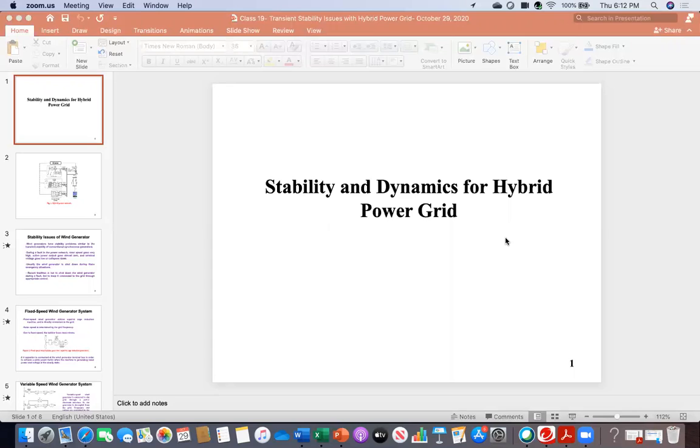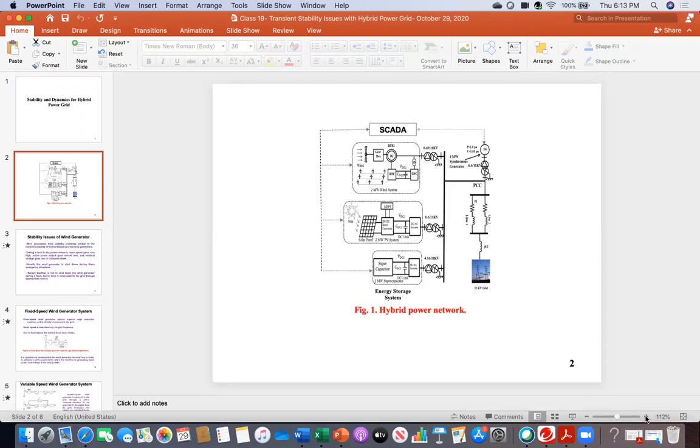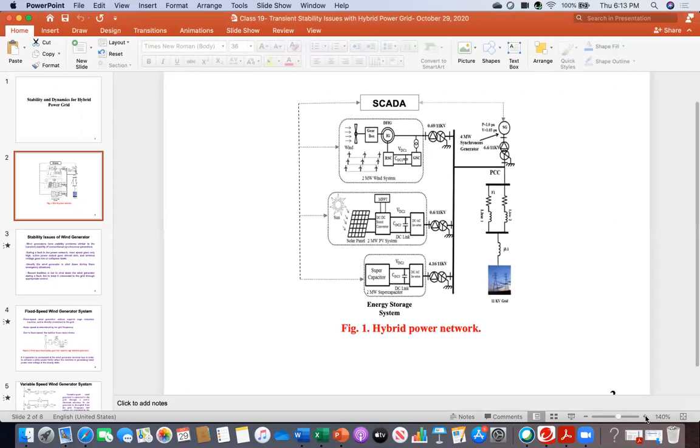So hybrid power grid or hybrid power sources means there should be the conventional synchronous machine plus the renewable sources like wind energy, photovoltaic system, other forms of energy storage systems, etc. So that is called the hybrid power grid. So therefore, for example, here you see one example of a hybrid power grid.